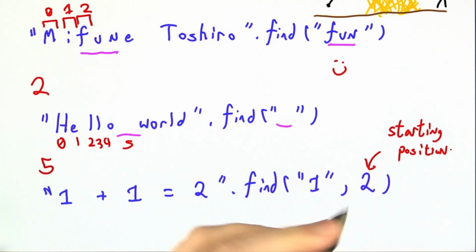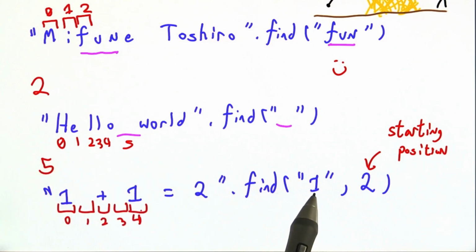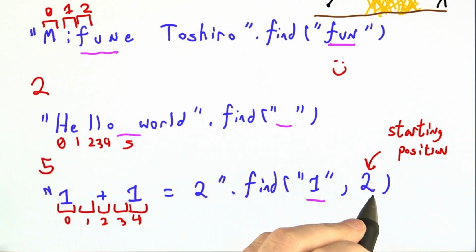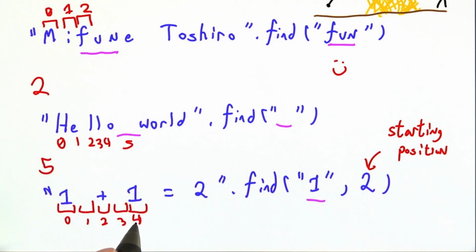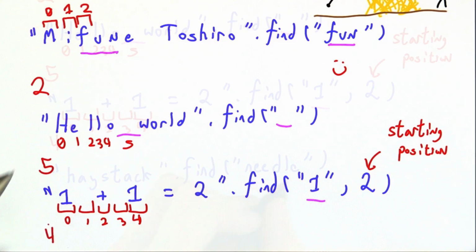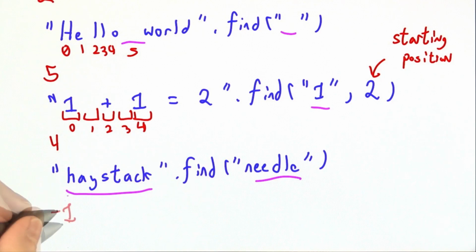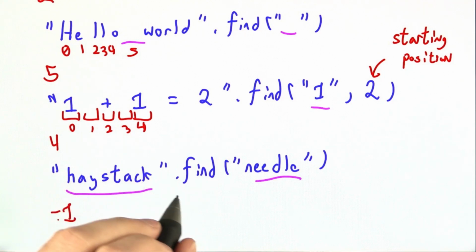You can also give find a starting position. So here, if we're trying to find 1 in 1 plus 1 equals 2, the first occurrence can be found at position 0, but if we only start around position 2, then the answer we get will be 4. And if the needle you're looking for doesn't occur in your big base string, Python returns -1, which is out of range for the string, to indicate as much.